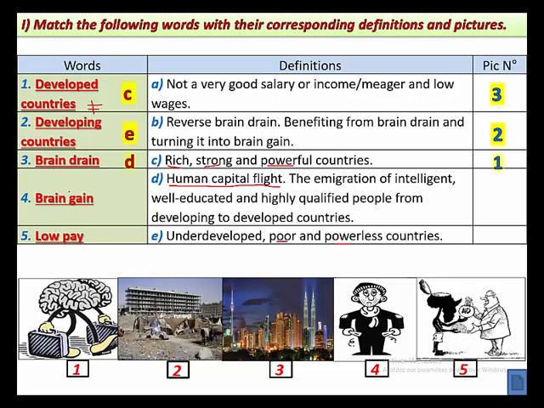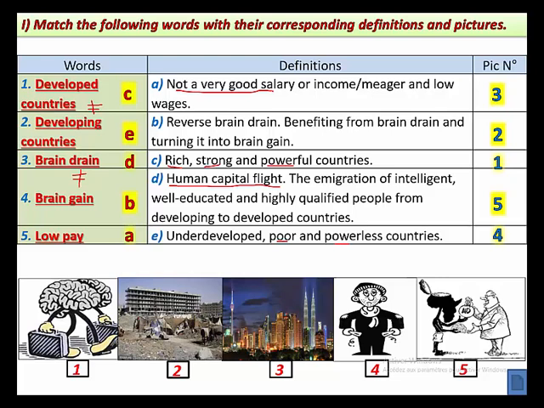Number 4, brain gain. Remember, we said brain gain is the opposite of brain drain. So brain gain is B, reverse brain drain, which means the opposite. Benefiting from brain drain and turning it into brain gain. And the last one is low pay. Of course, it's A. So not a good salary. So which picture? 4. Excellent. You correct.